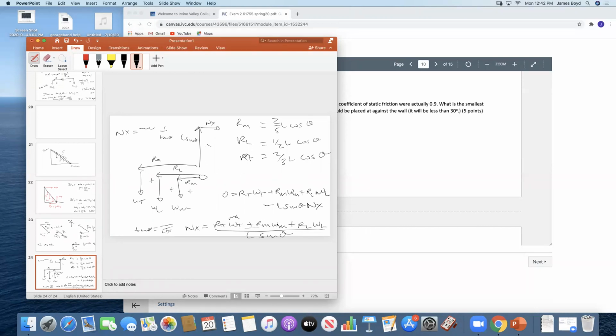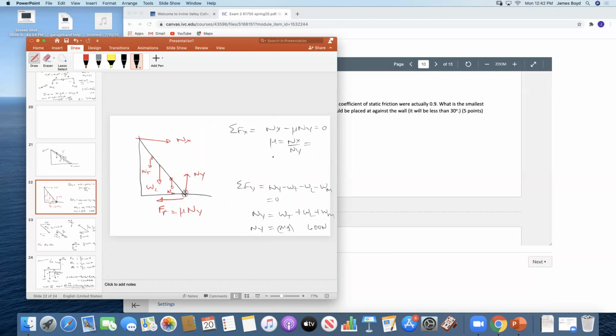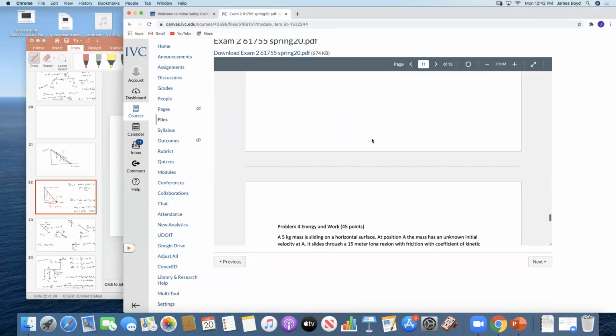Assuming that nx is 0.9 times ny, and you found ny, right? So there's a little bit of work that you'd have to do there. You'd have to find what nx was, and then plug it back into that equation and solve for the angle. It's a little hard, but it's not too horrible.